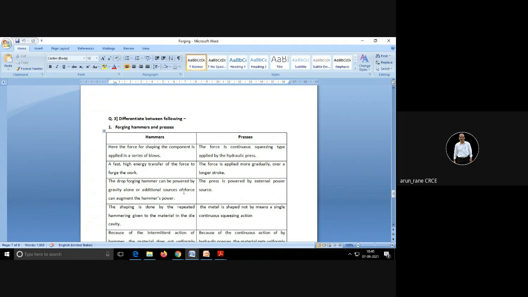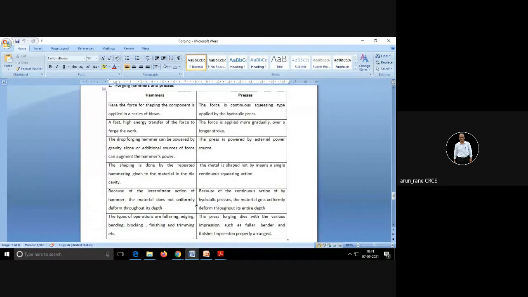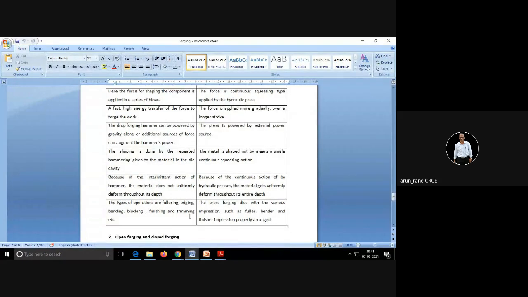Whereas in presses we use dies, upper die and lower die, and whatever shape is there in the cavity of the dies, that shape is reproduced on the component. And there are many other differences, so you can definitely go through this.